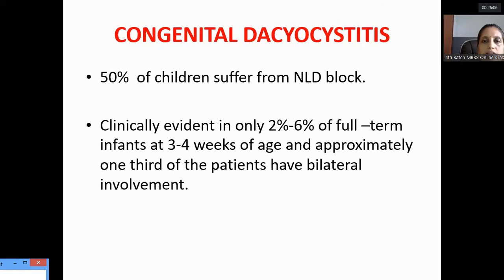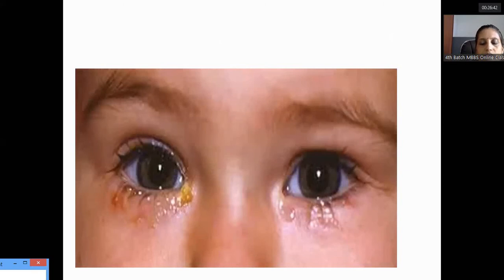Clinically, it is evident in only 2 to 6% of full-term infants at 3 to 4 weeks of age, and approximately one-third of the patients have bilateral involvement. So 50% of children born with this condition have watering, and clinically 2 to 6% are full-term infants at 3 to 4 weeks of age, because tear secretion starts at this age. Approximately one-third of the patients have bilateral involvement. So this is the condition of dacryocystitis with discharge.